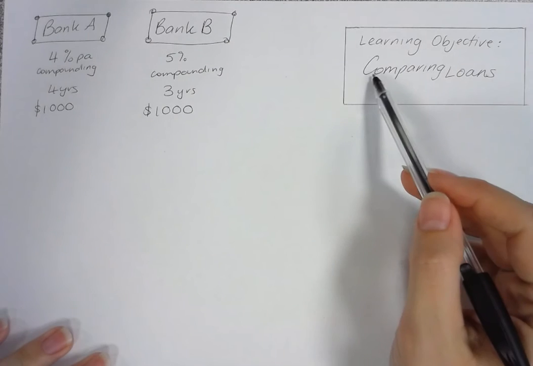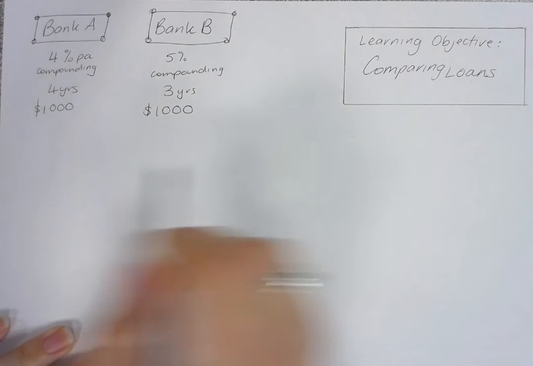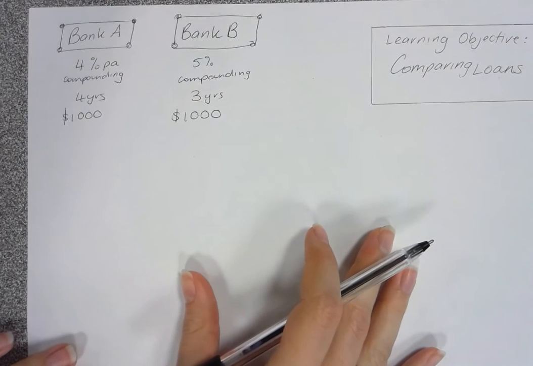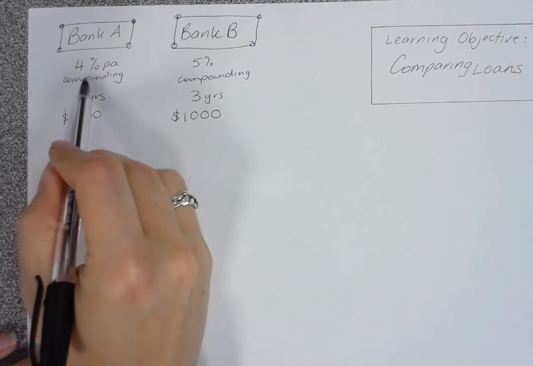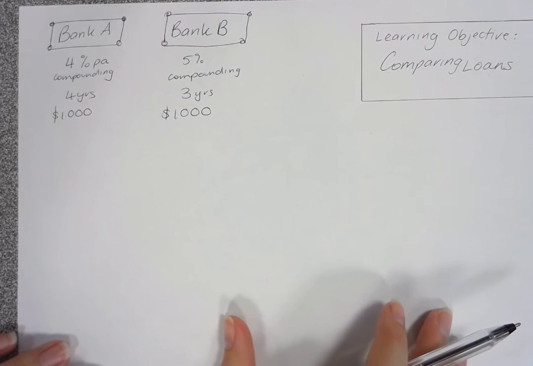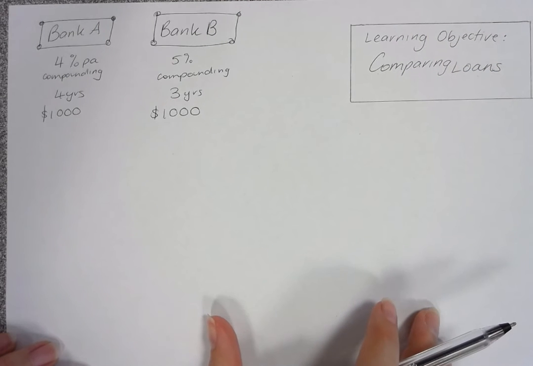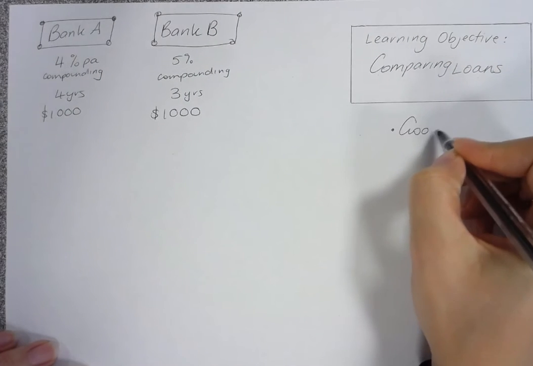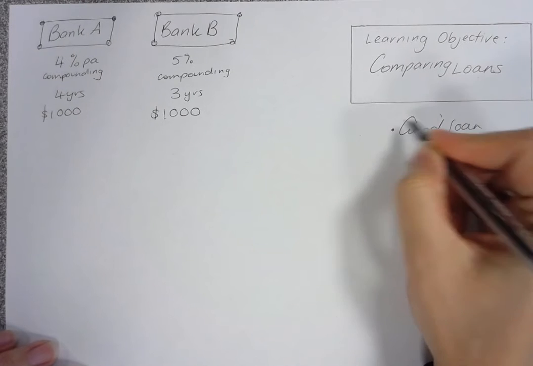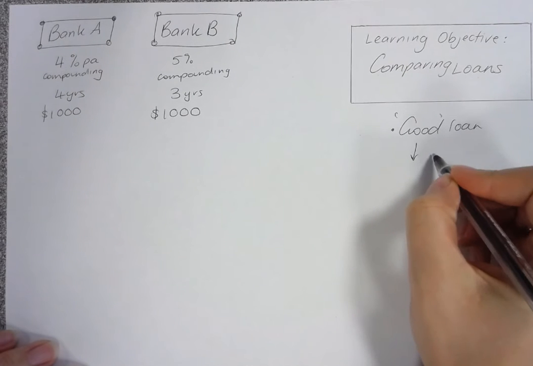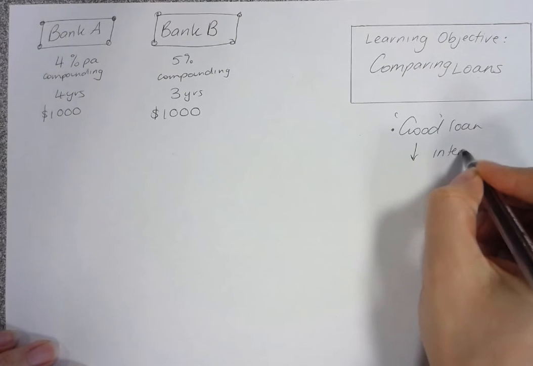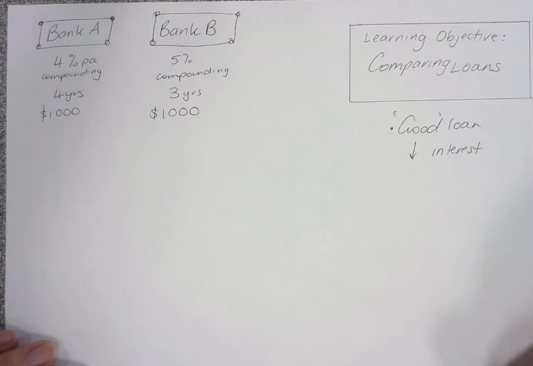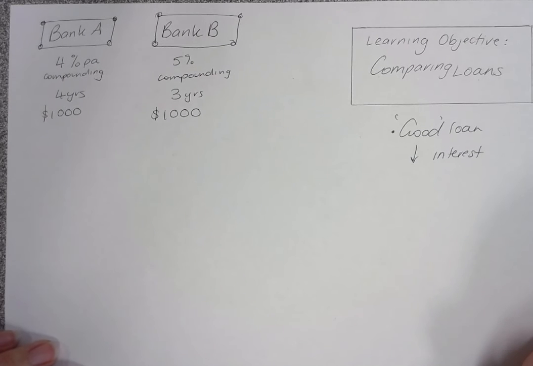In this lesson we are looking at comparing loans. Now we've already figured out how to calculate compounding interest and simple interest, so we're using those skills to do this. Now it's really important that we know exactly what makes a good loan, and a good loan really should have the lowest interest. It doesn't matter if the percentage is high or low, because sometimes there's a difference.